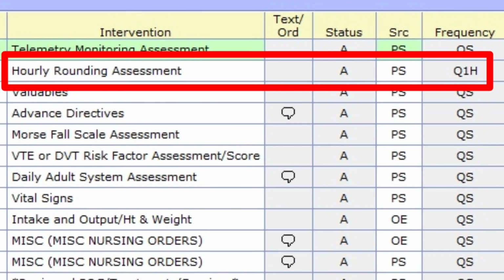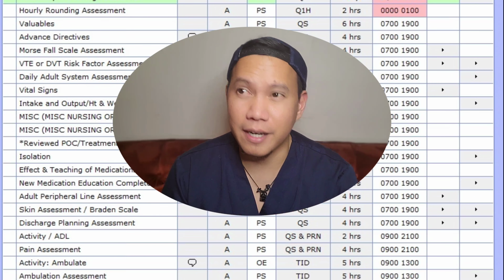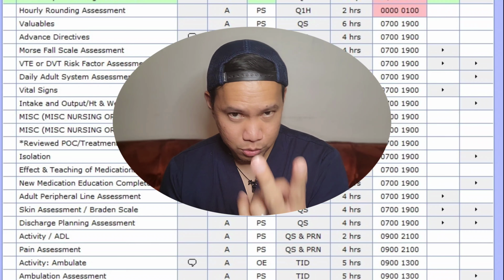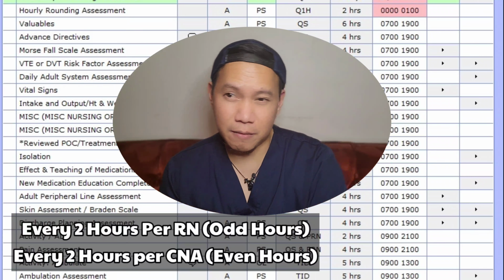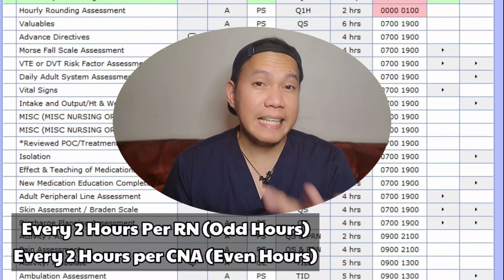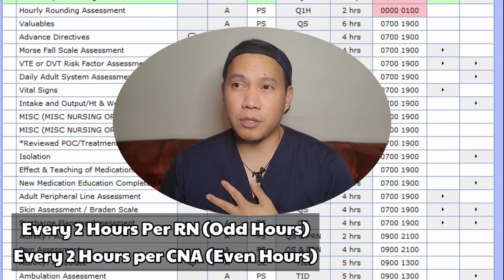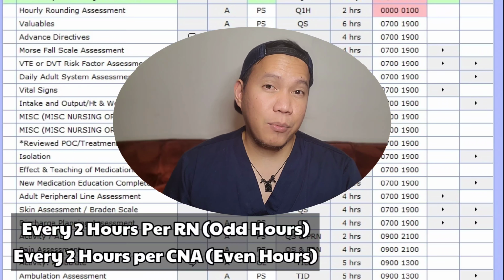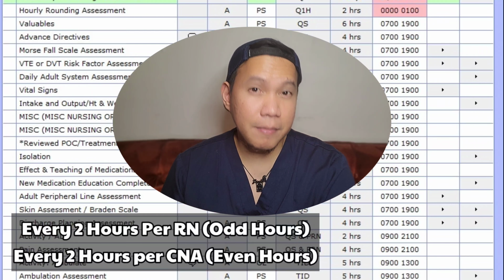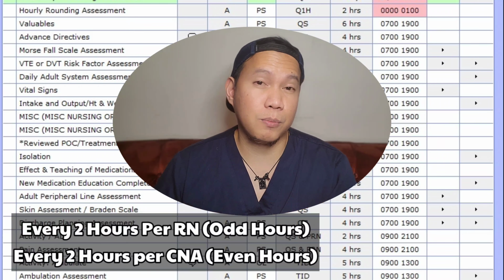The next on the line here is the hourly round assessment, and it says Q1. Yes, we have to monitor our patients every hour. But in our facility, and those 2 hospitals I've worked at, you only do the even numbers or the odd numbers, because your tech or your CNA will be the one to monitor the opposite numbers. For example, I will monitor the 7 a.m., 9 a.m., and 11 a.m., and my tech will monitor the 8 a.m., 10 a.m., and 12 noon, and so on until the end of the shift. So that's our role in how to monitor the patient.